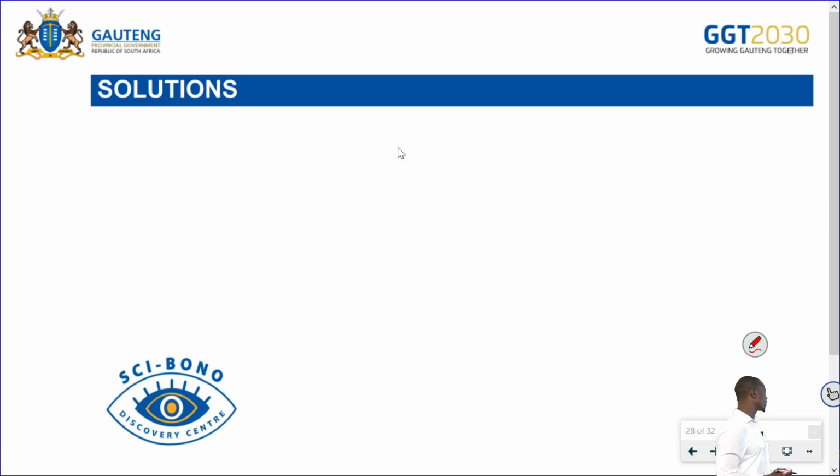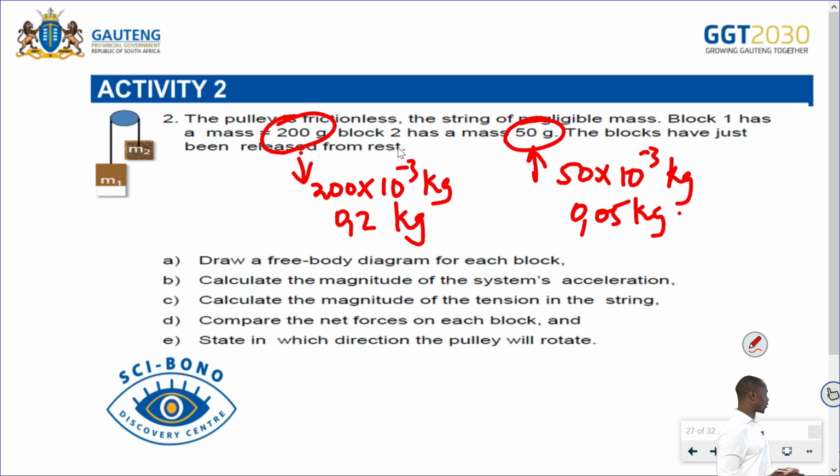these are other questions. Calculate the magnitude of the tension. How are you going to calculate the magnitude of the tension? Already we have the magnitude of acceleration in equation B, and then for you to get the magnitude of tension, just substitute the magnitude of acceleration in one of the equations, right? Then you'll get the tension in that system.